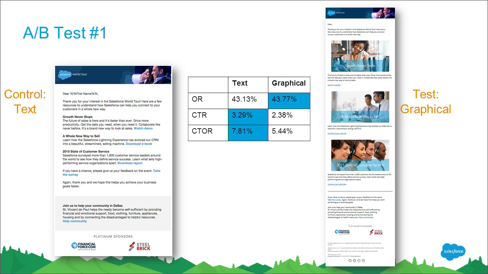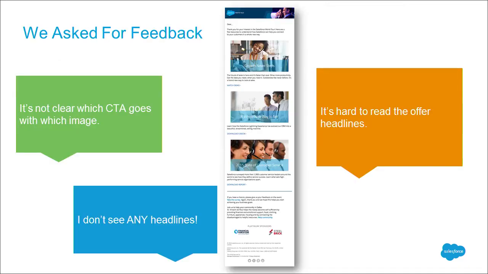Look at the text. The text version had a CTOR of 7.8%, and our graphical version only had 5.44. So we may not always be right, but instead of just going with the text, we went back and asked our stakeholders for feedback. This is what a few people had to say.